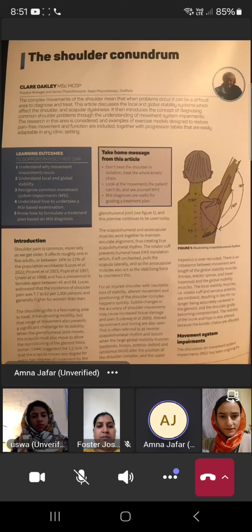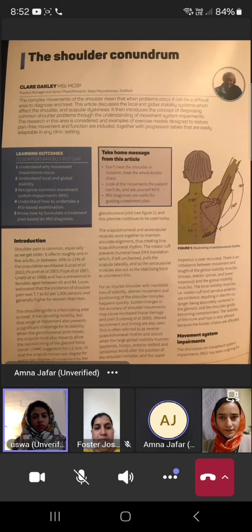Look at the movements the patient can't do and ask yourself why. This could lead you to formulate a good treatment protocol for your patients. MSI diagnoses are useful for guiding a treatment plan. Obviously, the end result is that we want the best treatment plan for our clients and patients. So I'll be discussing the introduction briefly.